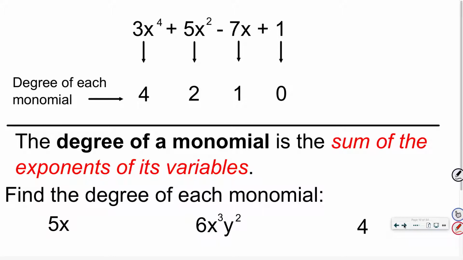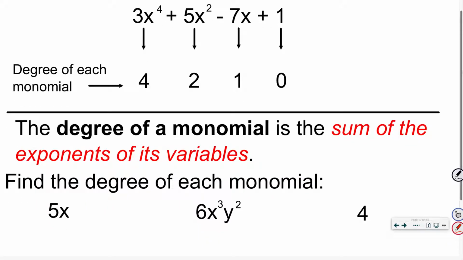So here, the degree of a monomial is the sum of the exponents of its variables. So in this example here, the degree of this monomial is 4 because the exponent is 4. The degree of this monomial is 2 because the exponent is 2. The degree of this monomial is 1 because x doesn't have an exponent, it's an understood 1. And then the constant has a degree of 0 because there's no variable, there's no exponent.